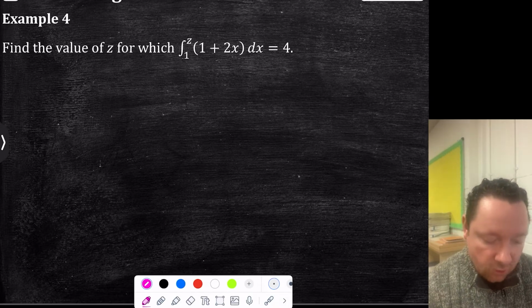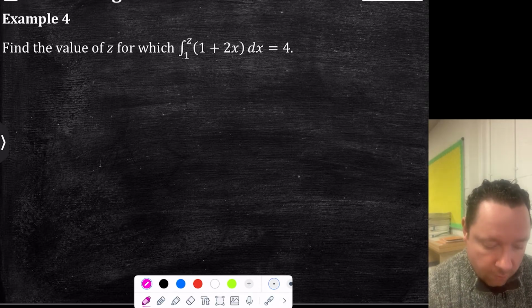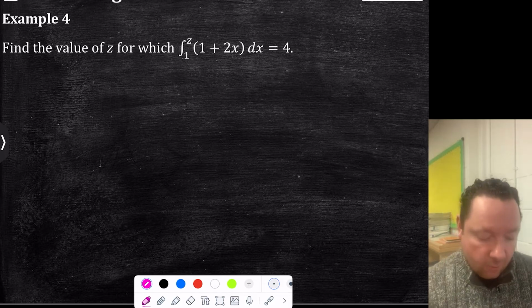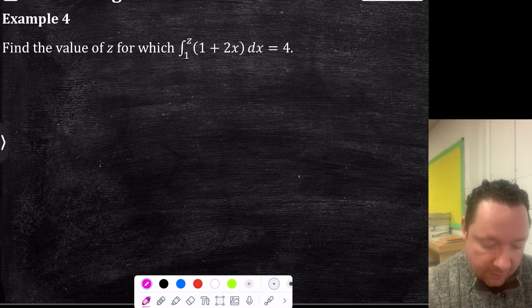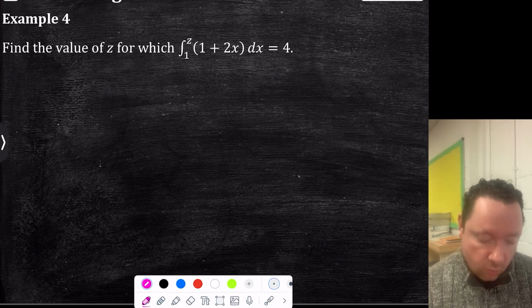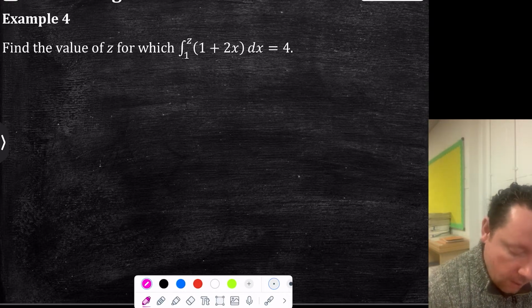Definite integrals, example 4. Find the value of z for which the integral between 1 and z of 1 plus 2x dx equals 4. So a little bit algebraic this one, but let's just try it. So we've got the integral between 1 and z of 1 plus 2x dx.